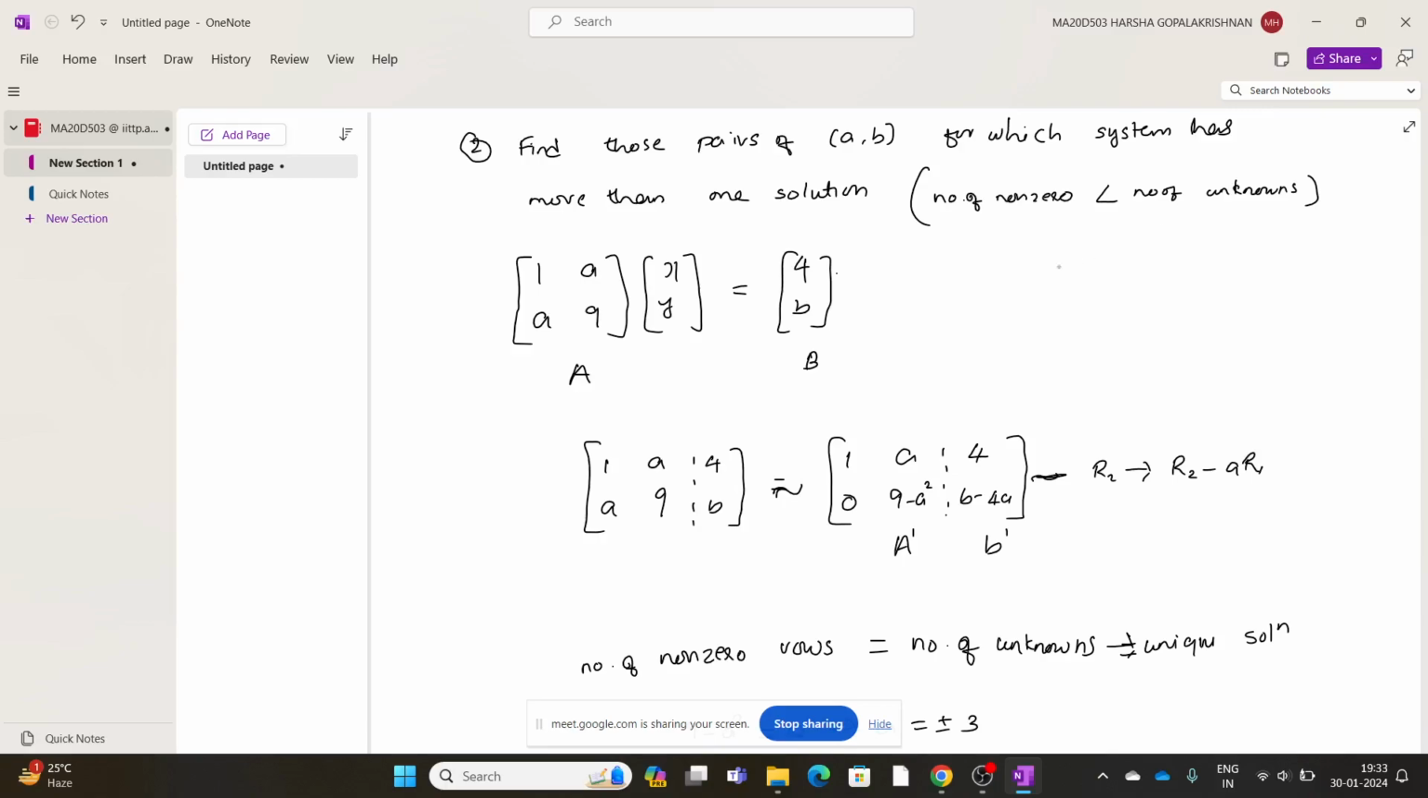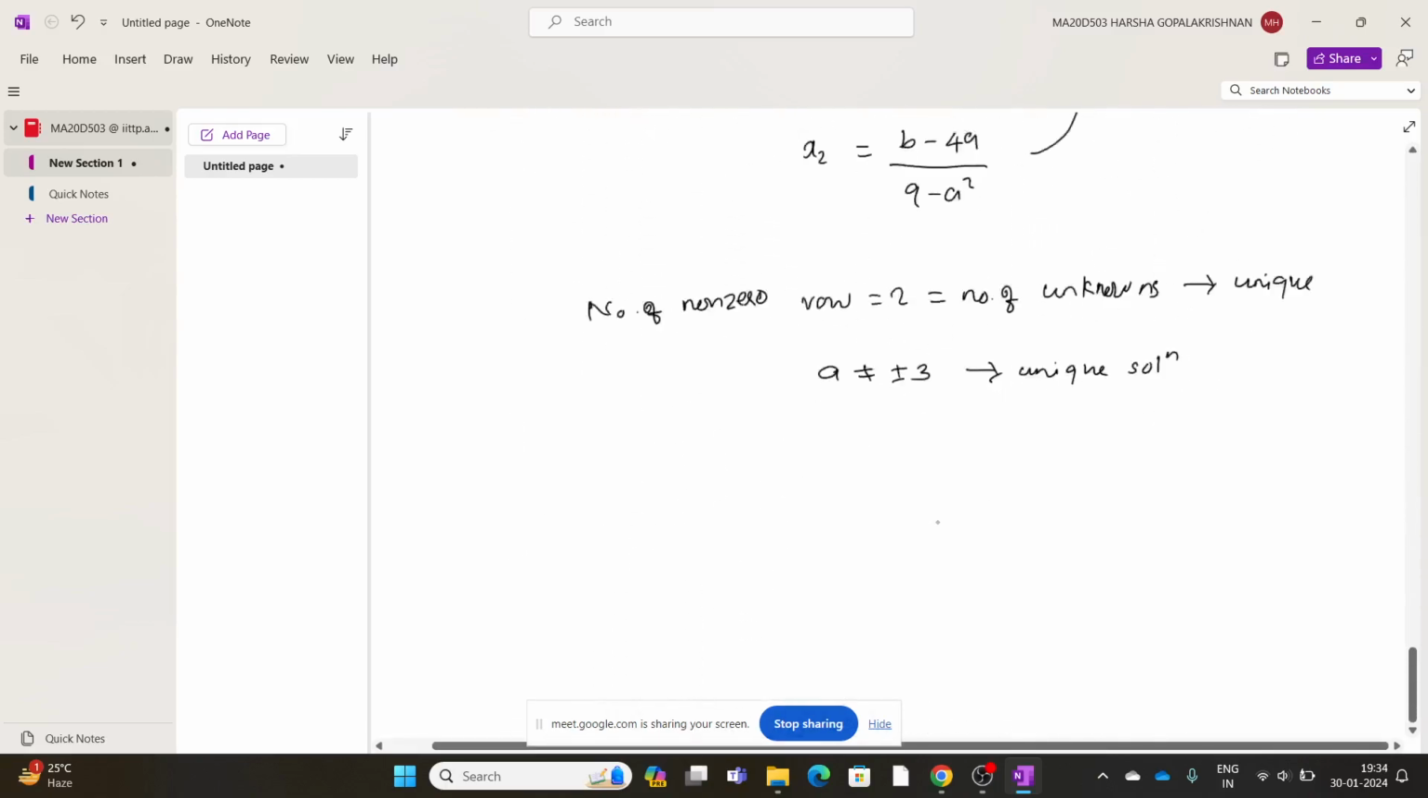Number of unknowns is 2. So the number of non-zero rows should be 1, right? The number strictly less than 2 is only 1. The first row should be non-zero and the second row should be the 0 row. So what we want is 9 minus a square equal to 0, b minus 4a equal to 0. Both these conditions should be satisfied.